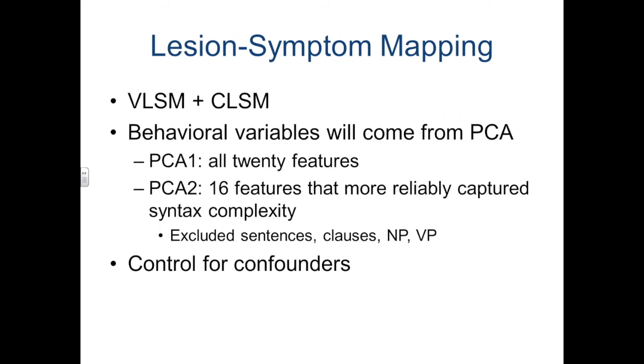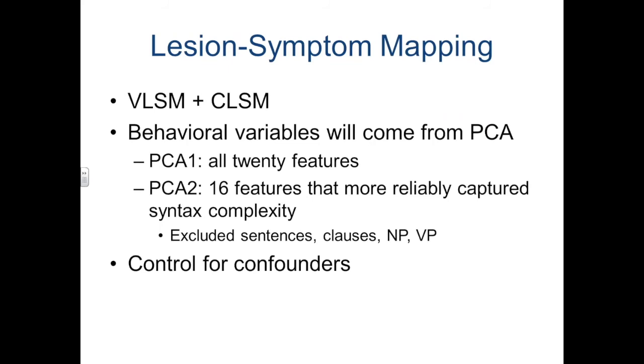And then I'll show you why we did a second principal component analysis with 16 features, where the 4 that we excluded were the ones that were more a measure of quantity of speech production. So if I just measure the number of noun phrases and verb phrases, that's not really saying much about the complexity of the structure. It's just saying how much speech was produced. And that doesn't mean that the speech is complex, right?